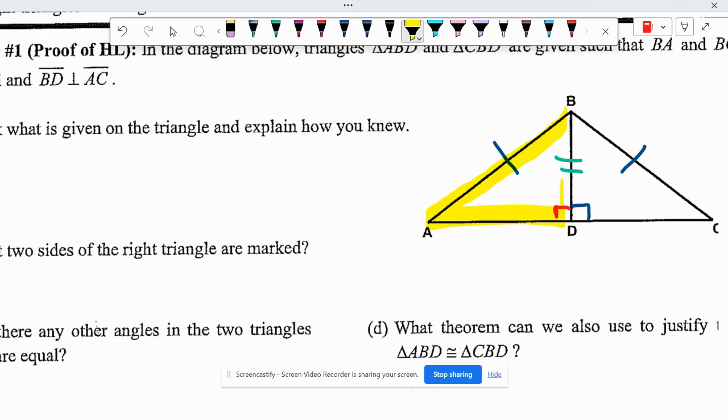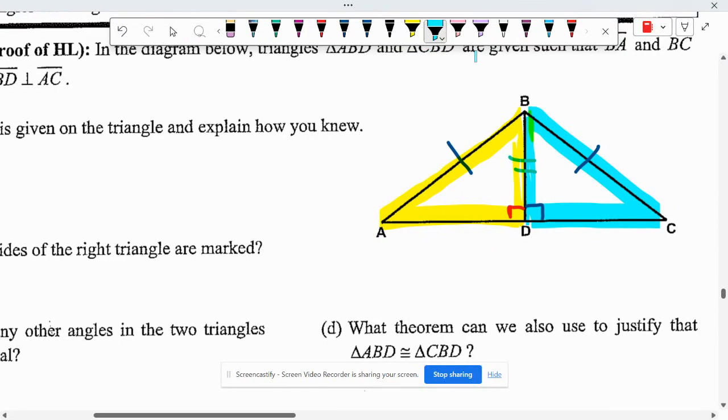So here's what I have. I have this triangle in yellow congruent to this triangle in blue. Because they're both right triangles, we have their hypotenuse and one of the legs. Can anybody tell me why that has to be true? Why is it that if the hypotenuse and one of the legs are congruent, the other legs have to be congruent? What theorem do we use to find the missing side of a right triangle?